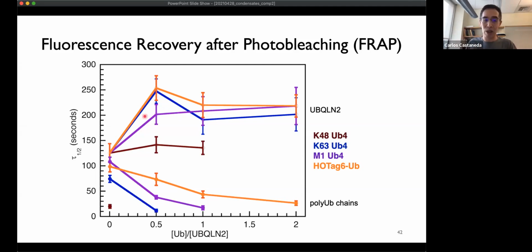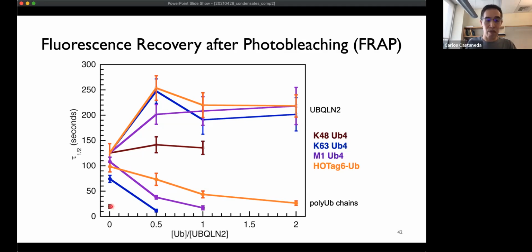So we actually tried really hard to make sure that these droplets are about the same size, so we are not biased by that. But what I think you can see is, as we add in these different types of ubiquitin chains, ubiquitin's fluorescence recovery takes longer, as you would kind of expect if the motion of ubiquitin is slowing things down.